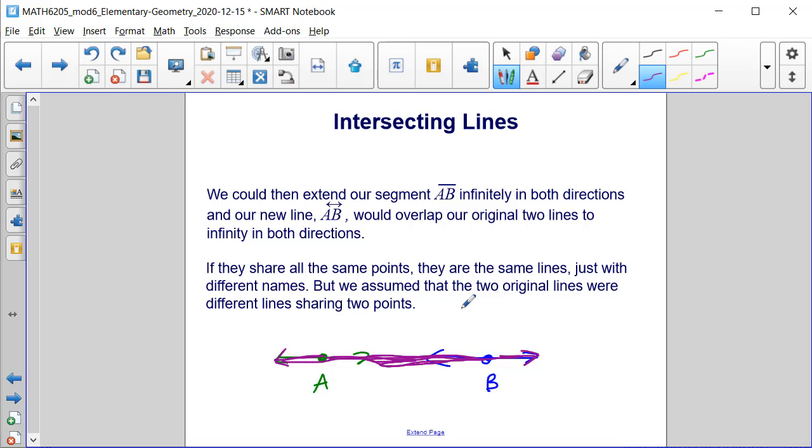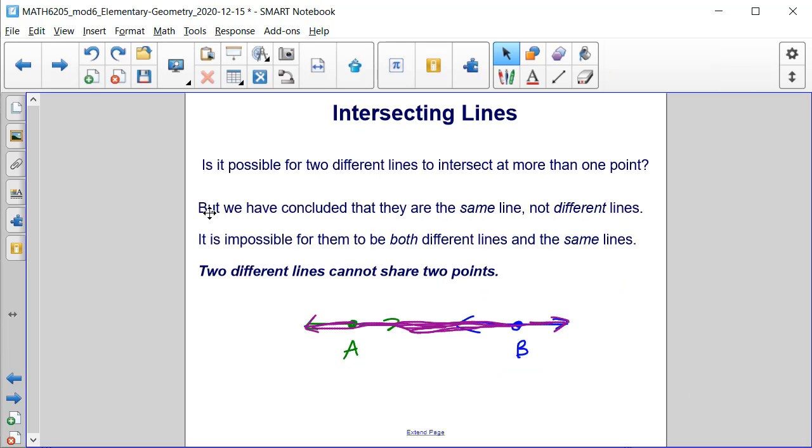But we assumed that the original lines were different lines sharing 2 points. But we have concluded that they are the same line and not different lines. So therefore, it is impossible for them to be both different lines and the same lines. So to answer this question, is it possible for two different lines to intersect at more than one point? No, it is not possible.